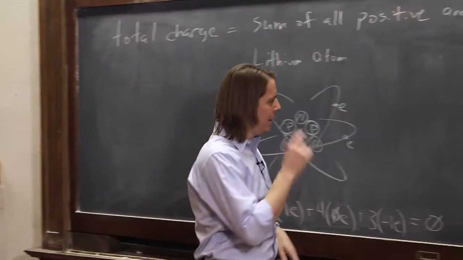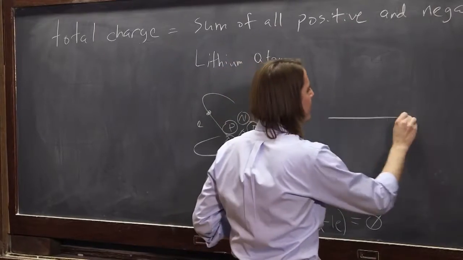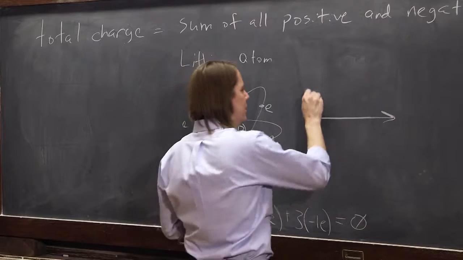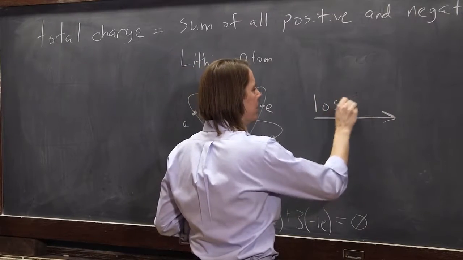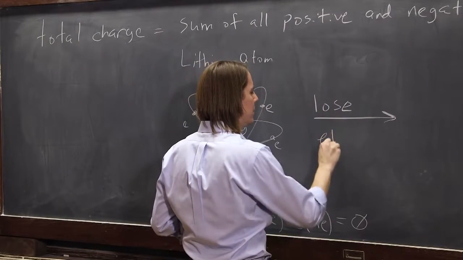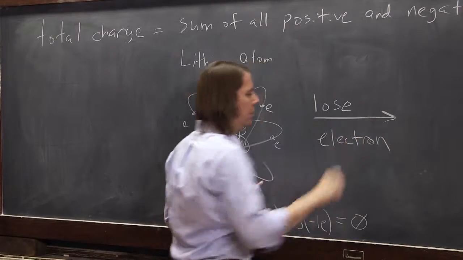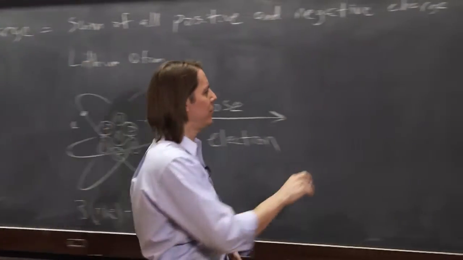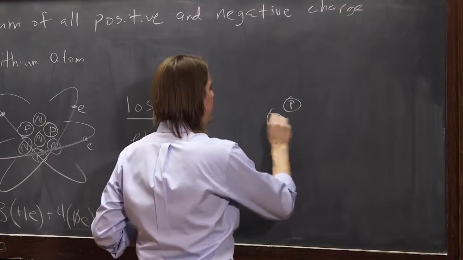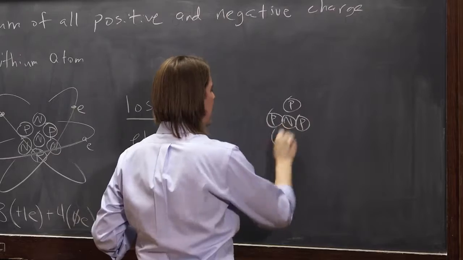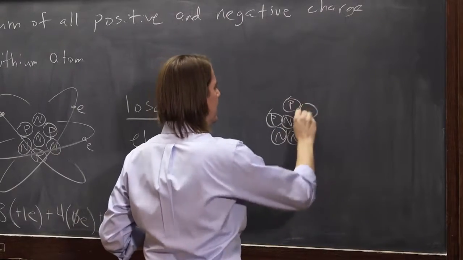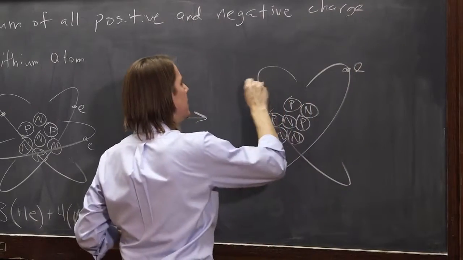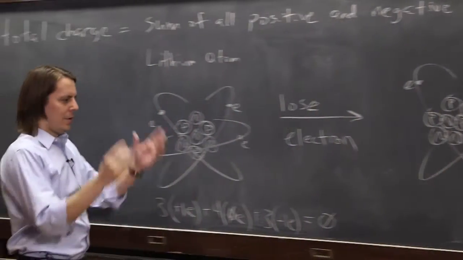Now, we want to think about something that's not neutral, that has charge. Something bad has to happen to this lithium atom. Something horrible. Let's say it loses an electron. I don't know how. I don't even want to ask. Who knows? Let's just say it loses an electron. P, N, E, and that's all. It looks horrible.